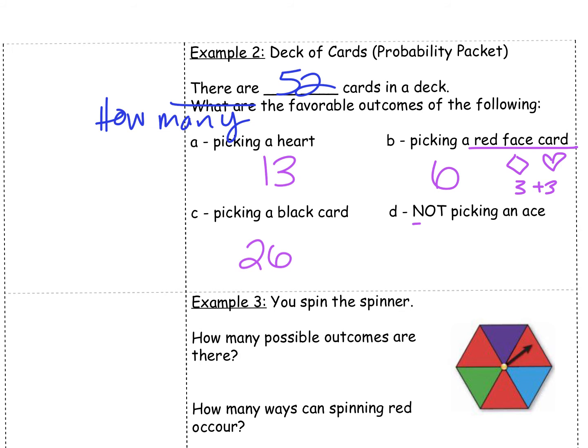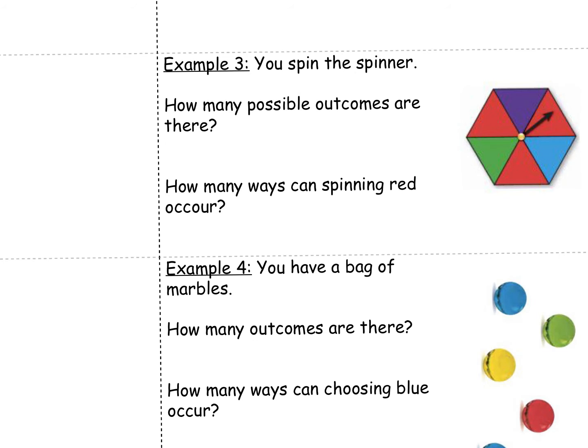And then not picking an ace. Well, I know there's 4 aces from the 52 cards total. That means it leaves me with 48 remaining cards that would be winning or favorable. That's why we need to know what's in a deck, because we're going to talk about a lot of math with that. Now, spinning our spinner.